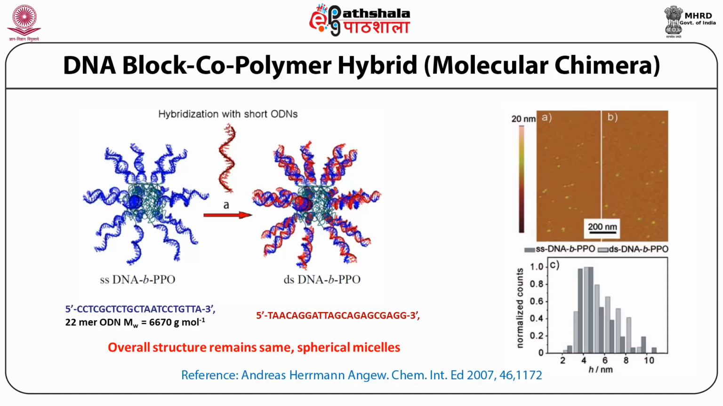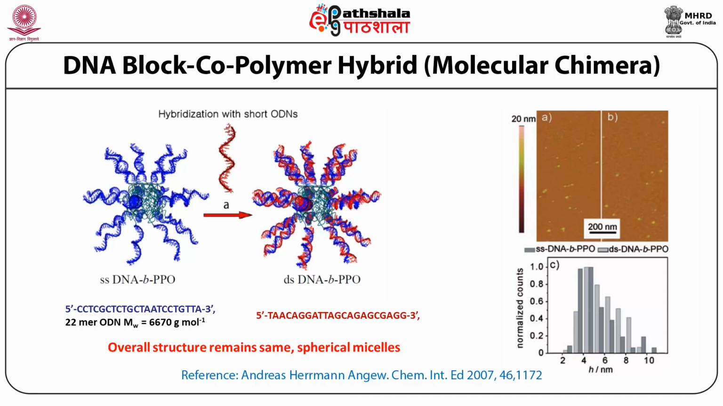It can be called a molecular chimera, and you can see here that one block is single stranded DNA, and another block is polypropylene oxide. Now polypropylene oxide is more hydrophobic, so it can form this kind of micelles in water, where all the DNA single strands are exposed outside, and the polypropylene oxide, the green color one, is buried inside.